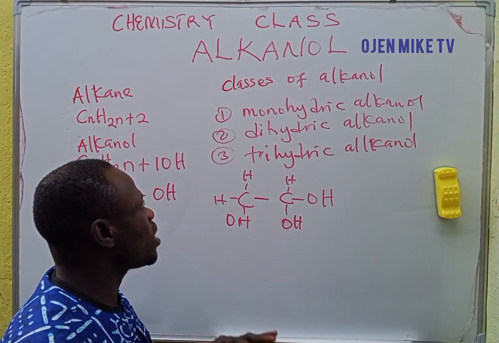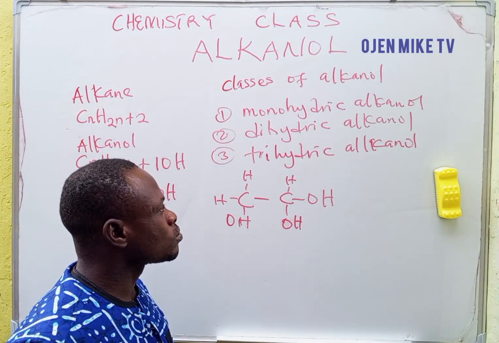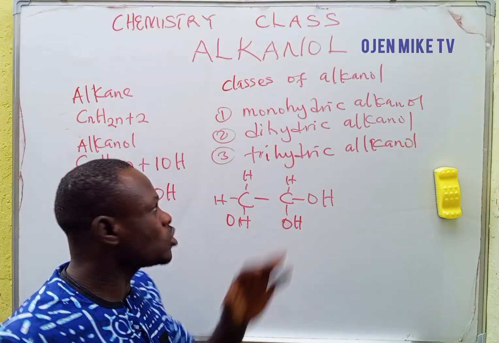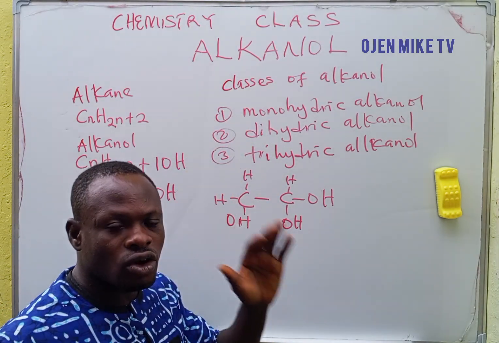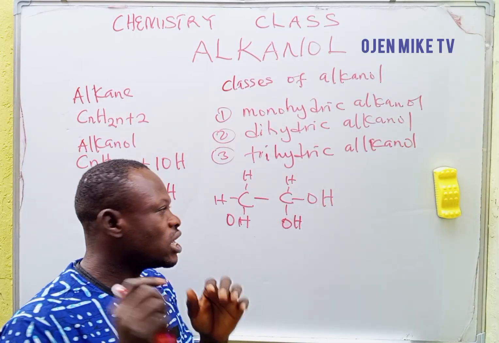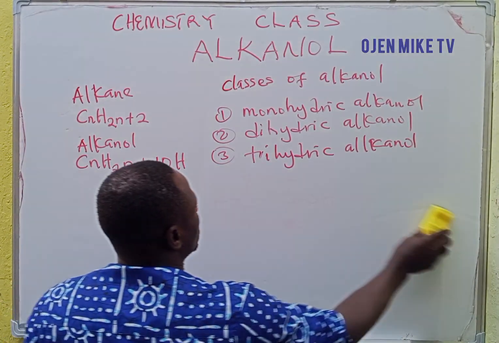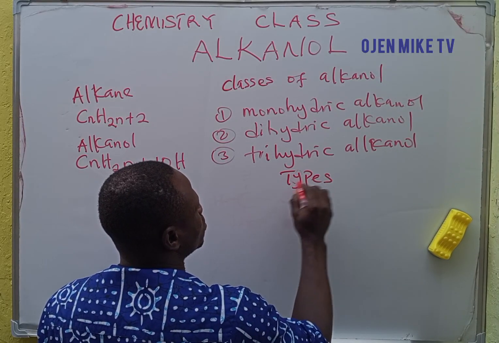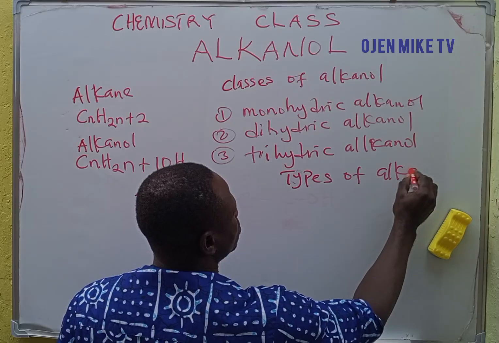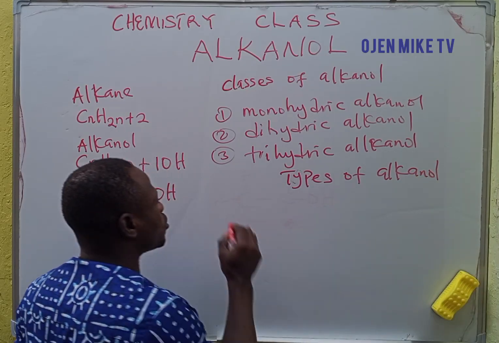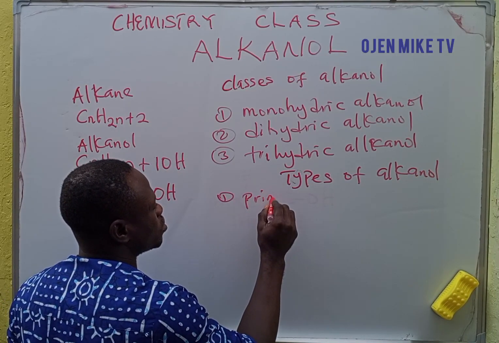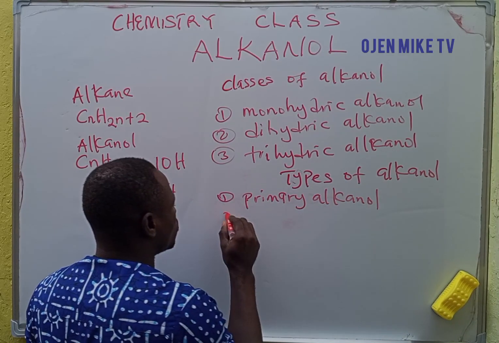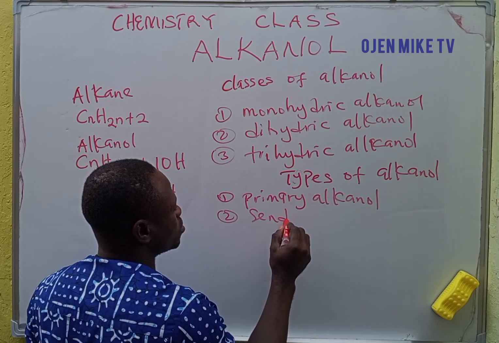Now, having learned what the classes of alkanol are, let us look at the types of alkanol. Just like we have three major classes of alkanol, we have three major types of alkanol. One, we have primary alkanol. We have secondary alkanol.